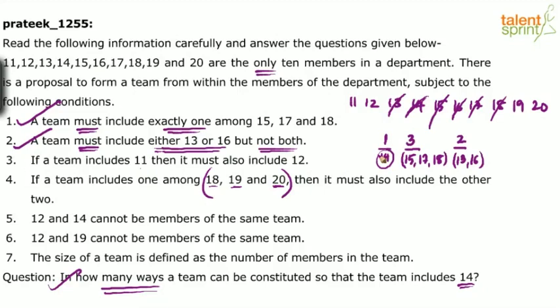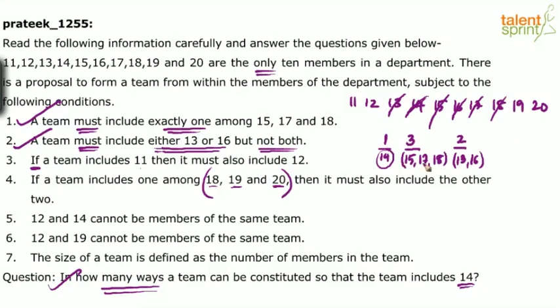Now look at the third point. If a team includes 11, then it must also include 12. So if 11 is there, then 12 should also be there. Now this is an if condition. So we can have both 11 and 12, or only 12. Are you able to follow? But it's not compulsory. You can also avoid that.